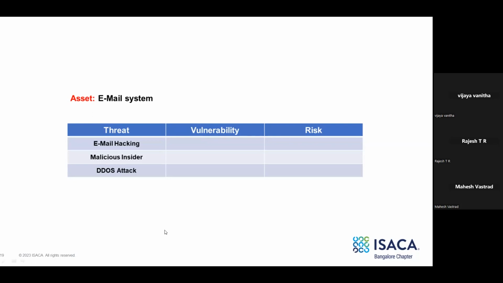What about malicious insider? Web server security patches are not updated. Weak or no network controls to the email gateway. Yes, this one is acceptable, right? So that is the vulnerability. So the risk is in the sense of confidentiality and integrity. What about malicious insider threats? No proper training, that can be counted, right? Vendor access. Lack of awareness, exactly. Weak role-based access.